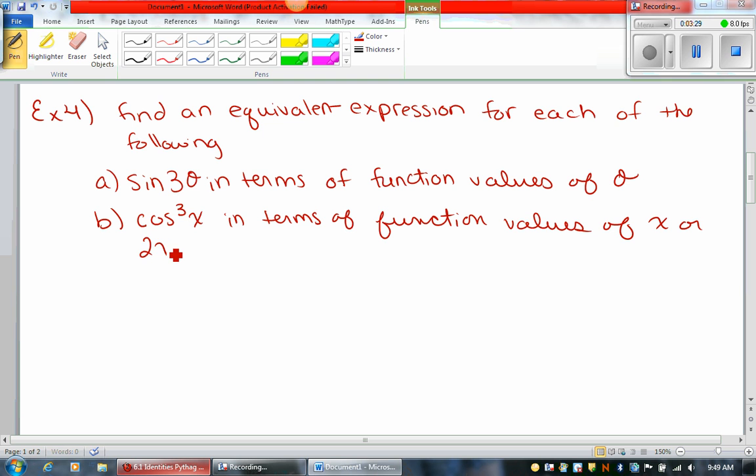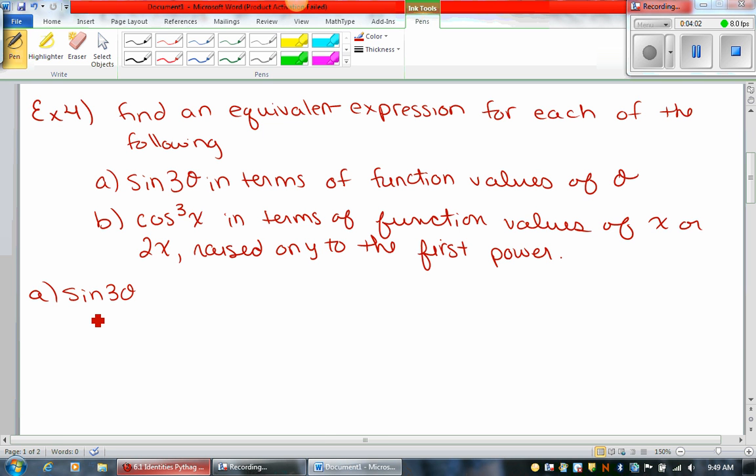or 2x, raised only to the first power. Okay, so let's start with A. Sine of 3 theta.